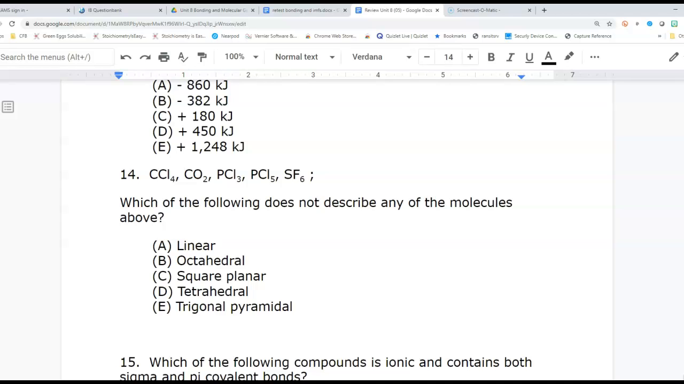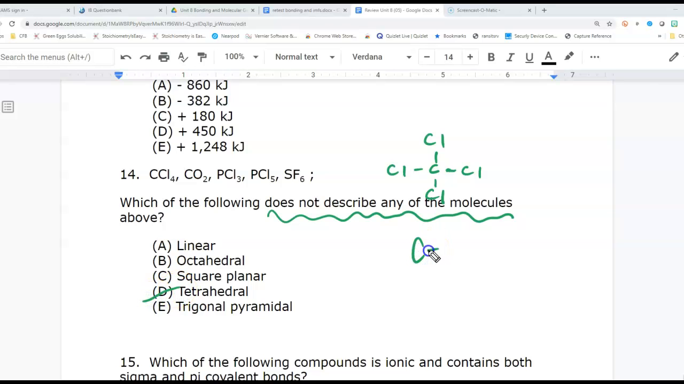Okay, so here we have these molecules here, and it's asking us which of the following does not describe any of the molecules. So we need to be able to draw out all of those. CCl4 comes out like this, so that's going to be tetrahedral, and we got tetrahedral already, so tetrahedral gets to be crossed off the list.